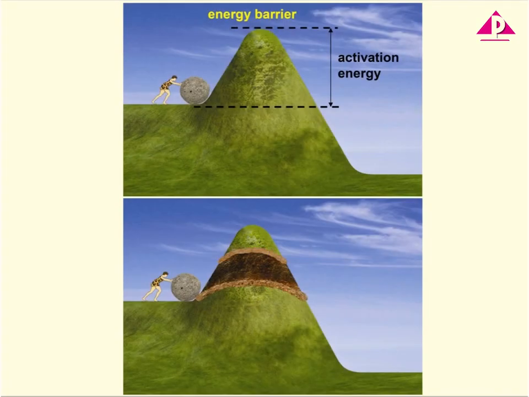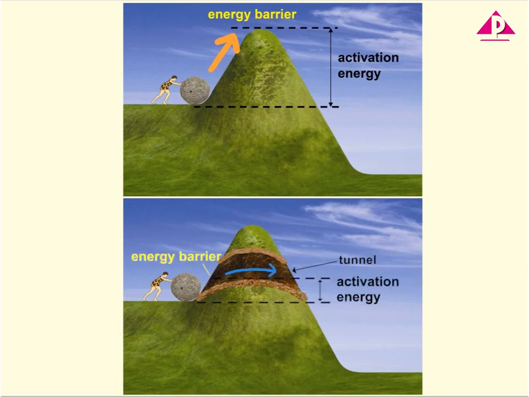let's return to the scenario of pushing a rock over the hump. Pushing a rock over the hump at the top of a hill is energy demanding. If a tunnel is drilled through the hill, an easier route is available. Pushing the rock through the tunnel is an alternative route which requires less energy. In the same way, a reaction can proceed faster with enzymes as catalysts.